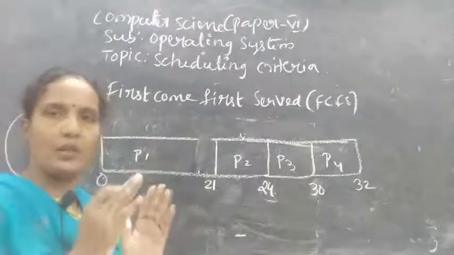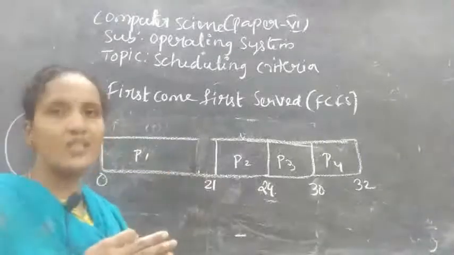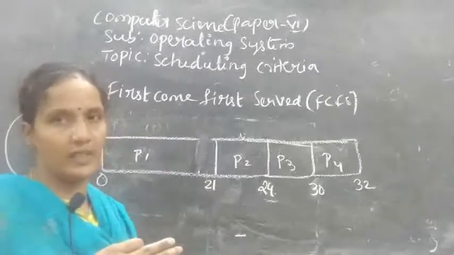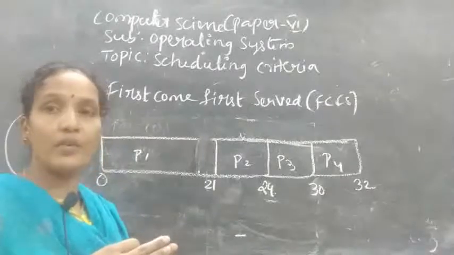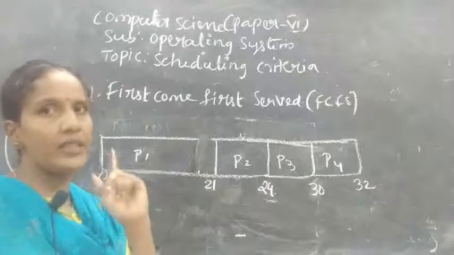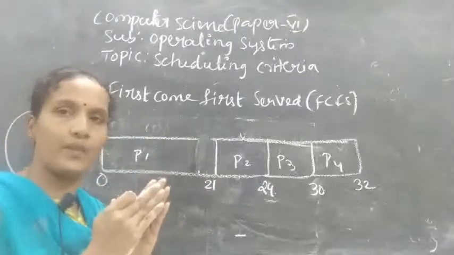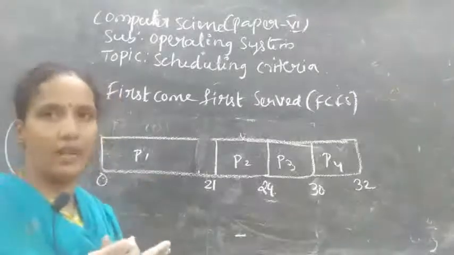To complete the execution of all the processes, how much total time do we need? 32 milliseconds. Here, what you need to calculate is the waiting time of each and every process. Next we will calculate the average.